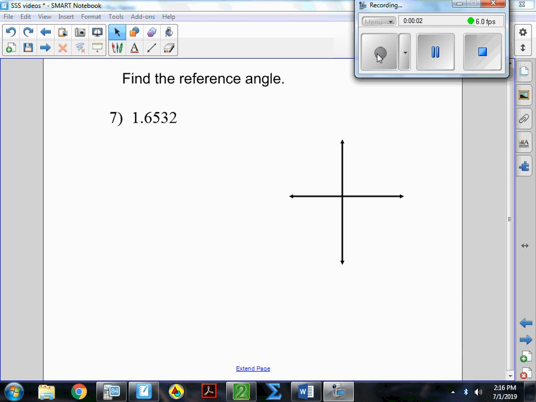Number 7 on the summer skills set says find the reference angle of the radian measure 1.6532. Now when we have an angle measure like pi over 6, we can figure out where that goes based on the exact values we know. So we need to take our angle measures that we understand, 0, pi over 2, pi, 3 pi over 2. We need to turn those into decimals to make this easier.